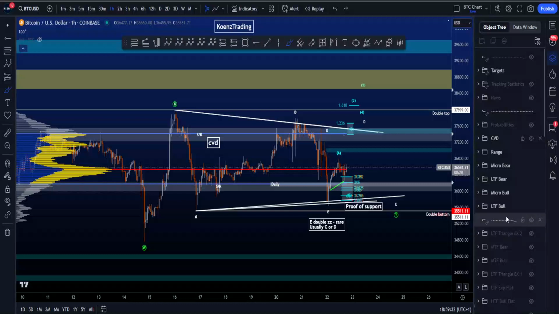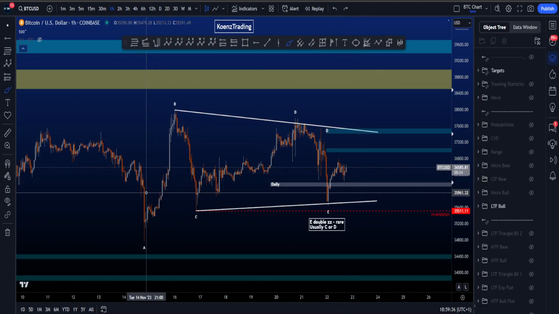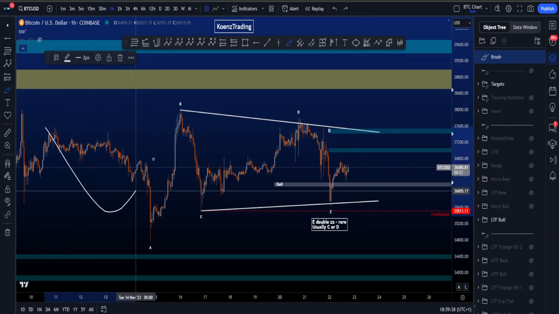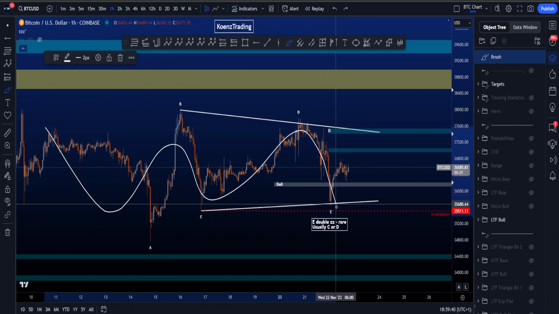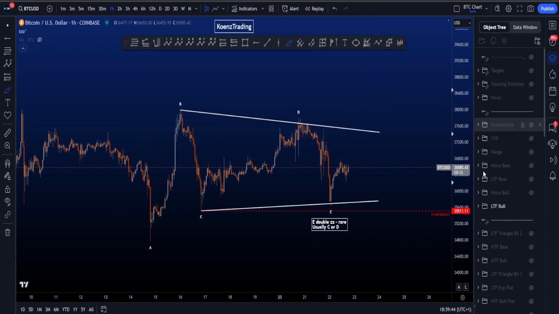Hi everyone, let's go over my bullish and bearish Elliott Wave scenarios on Bitcoin, starting with the low time frame bullish scenario, where we're looking at a finished triangle ABCDE where the low is in and we're now looking for an impulse towards the upside.